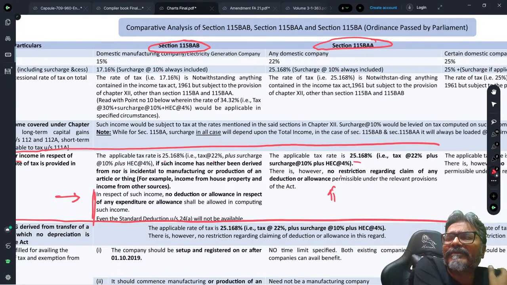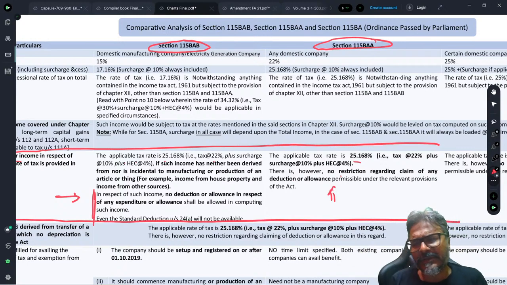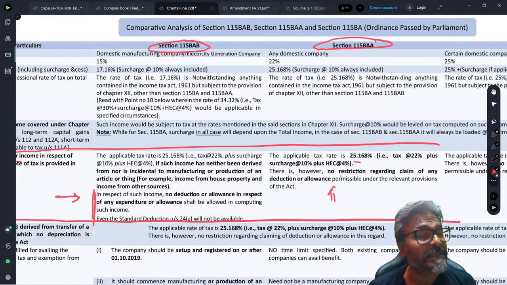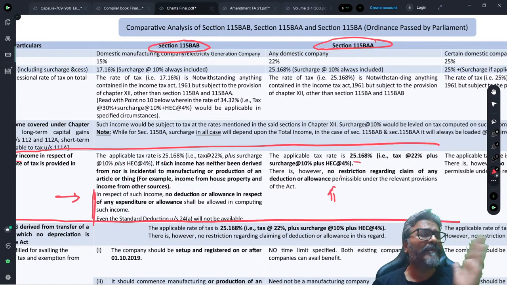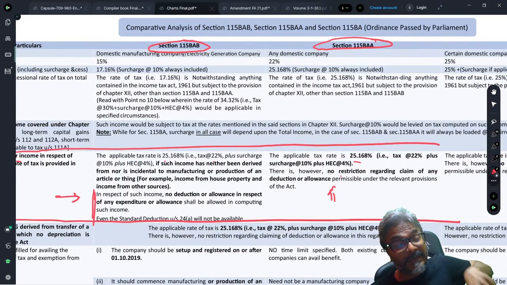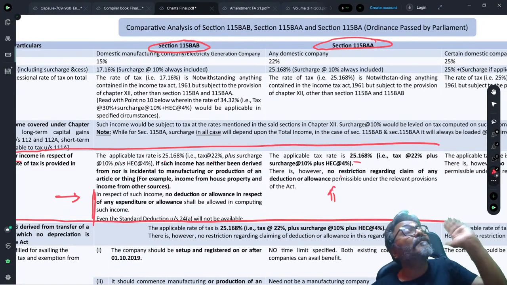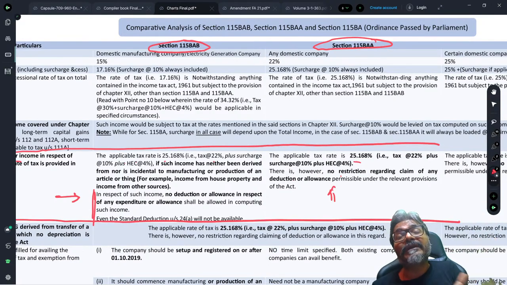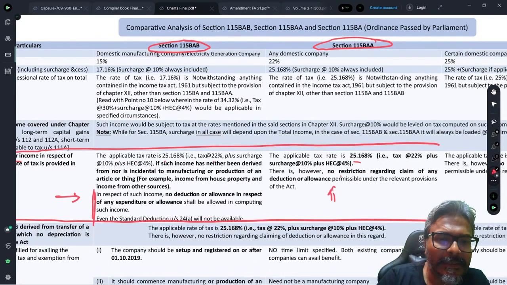Will there be a deduction of the expenditure? Yes, subject to the prohibition which is given in this section. But there is no restriction otherwise as far as a deduction of the expenditure is concerned. So always compare it like this: 115 BAB, three rates, and 115 BAA, two rates. In 115 BAB, for the other income, the third category of the rate, which is not covered in 1 and 2 above, the other income will be taxed at 25.168% and without any deduction of the expenditure. Keep this particular point in mind.